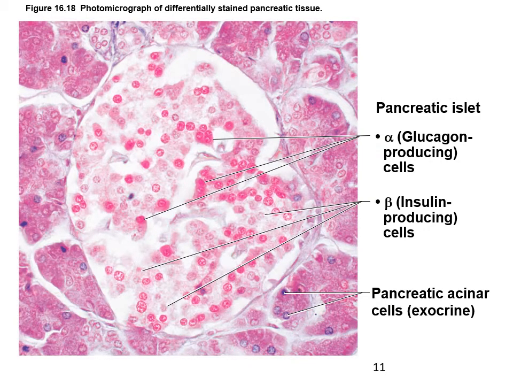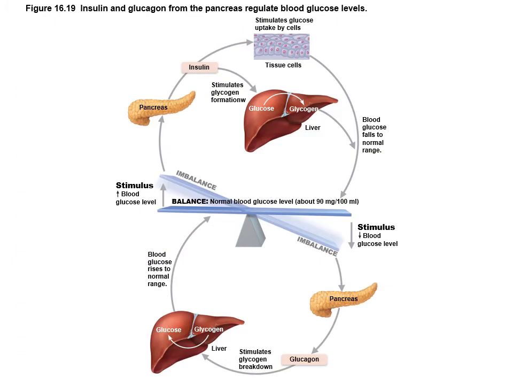There's a look at the pancreatic tissue, and it's just showing you the different population of cells in the pancreatic islet, and then showing you the cells. They just look different, but where they are and what the pancreatic acinar cells look like that are exocrine in function. So insulin and glucagon, they kind of work opposite each other.